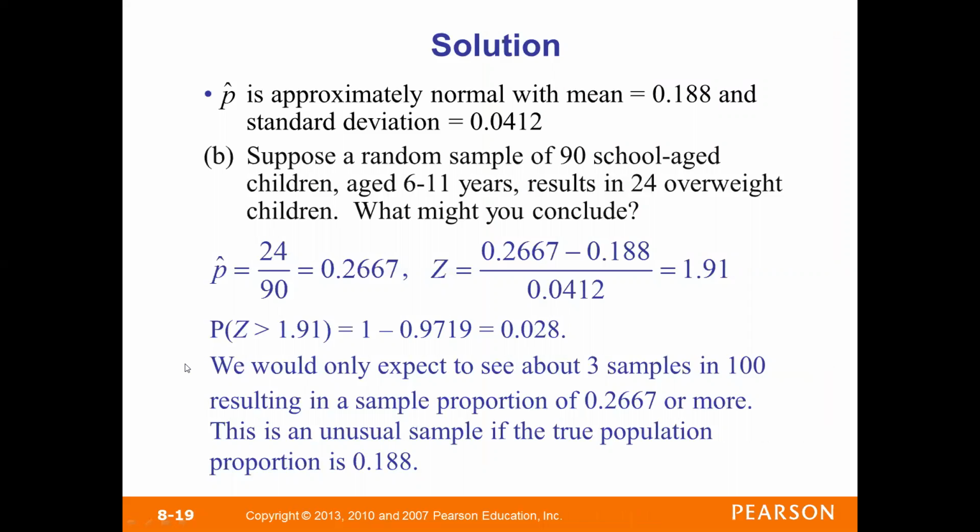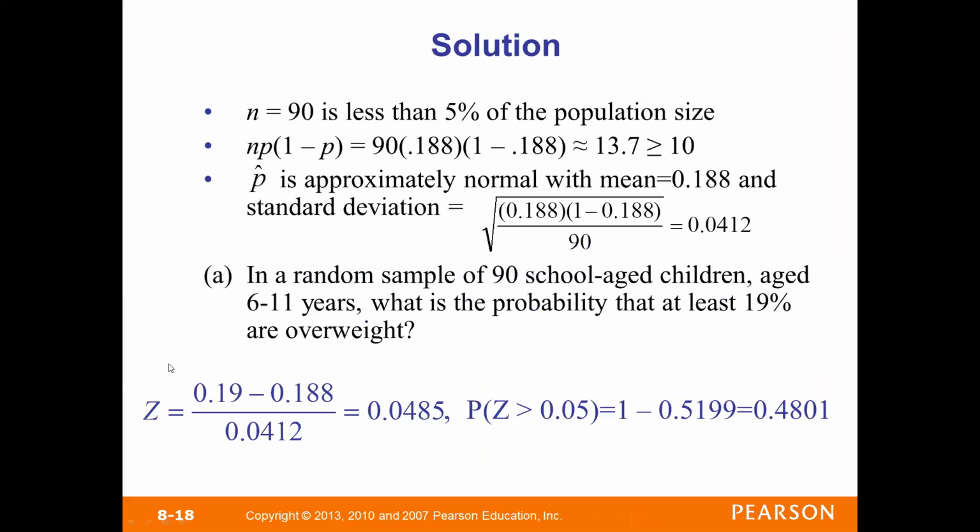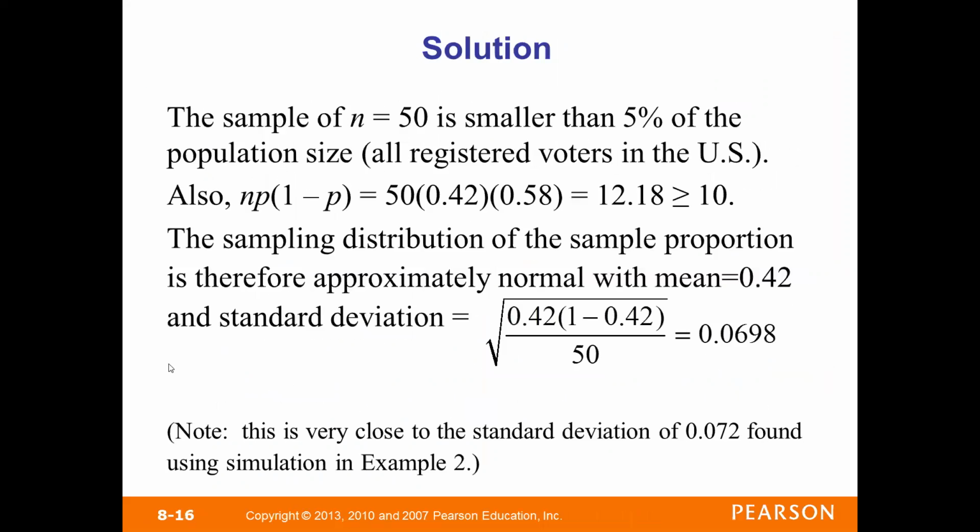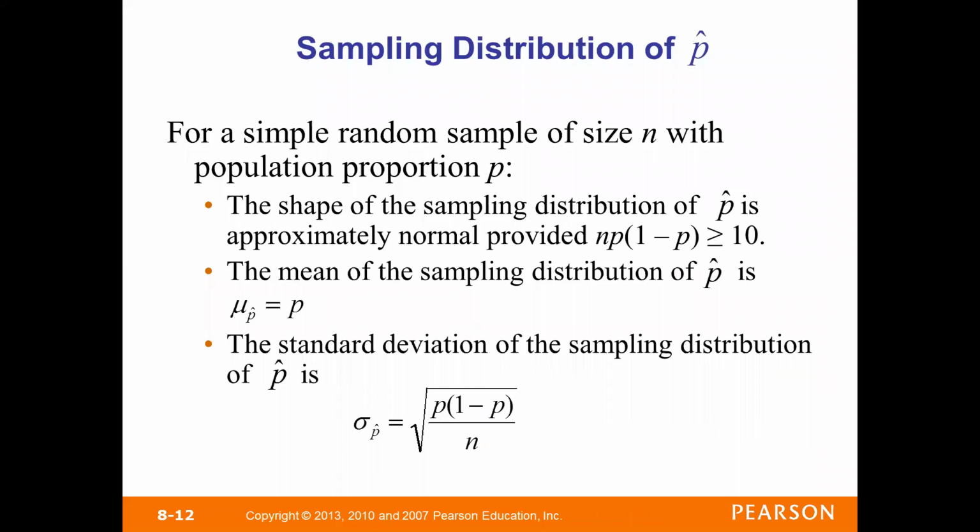So as a conclusion, remember that the sampling distribution for a population proportion will have the same mean as the population proportion I'm trying to estimate, and the standard deviation will be p times 1 minus p over n, and take the square root of that expression. So sigma sub p hat is the square root of p times 1 minus p over n. This concludes our discussion of section 8.1.